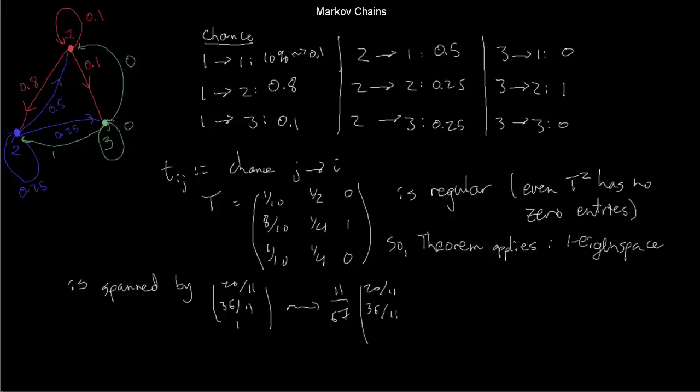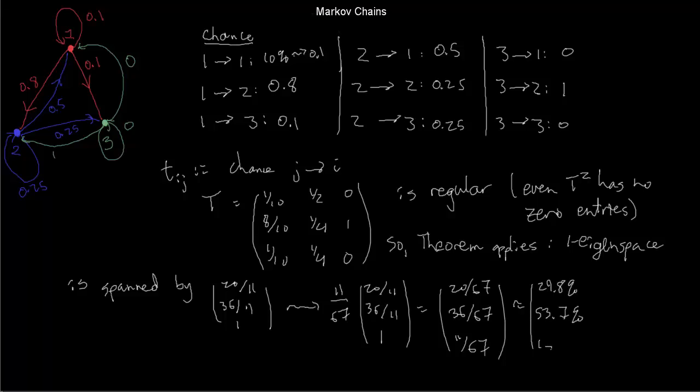You'll have to multiply by 11/67, and you'll get 20/67, 36/67, and 11/67. What does that say? How do I interpret this? Well, 20/67 is about 29.8%. 36/67 is about 53.7%, and 11/67 is about 16.4%, which tells you that in the long run, my bug is going to be spending 53% of his time on node 2, and very little time on node 3, because he always shunts over from node 3.